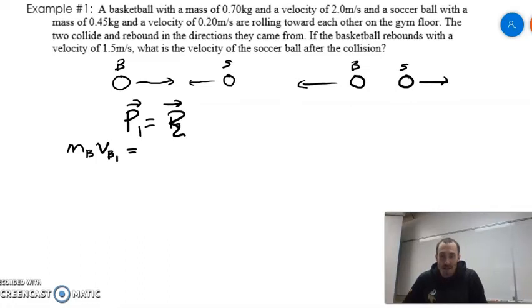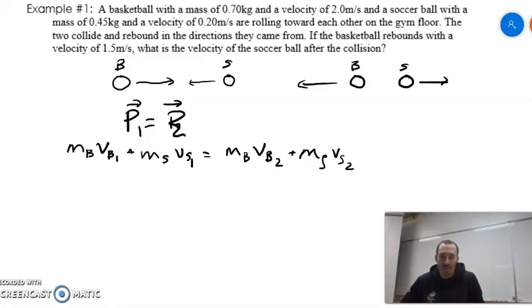Plus, we actually want minus. Here, let me fix this. Well, let's go plus msvs1 equals mbvb2 plus msvs2. There we go. Now I've fixed it.